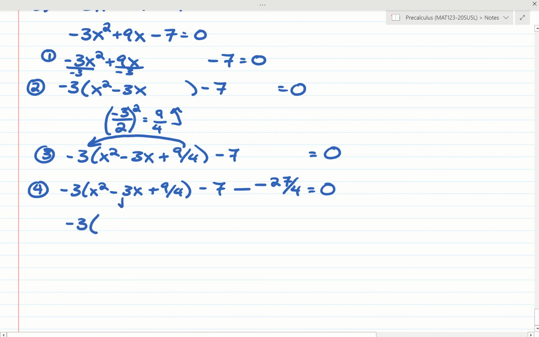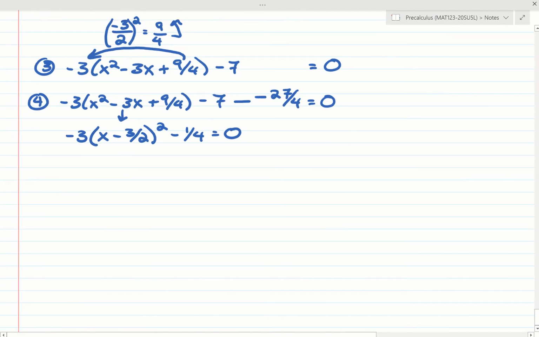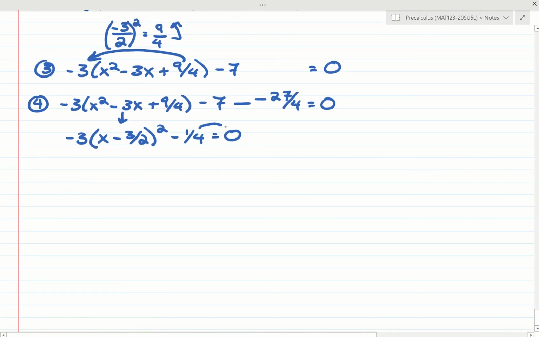So let's clean this up at this point. Remember what I told you. This always factors to be x and then half of the middle. And then we have -7 minus -27/4. And that comes out to -1/4. Now we're ready to solve this using radicals. We could bring the 1/4 on the other side. Divide by -3. We're looking to get the x by itself.